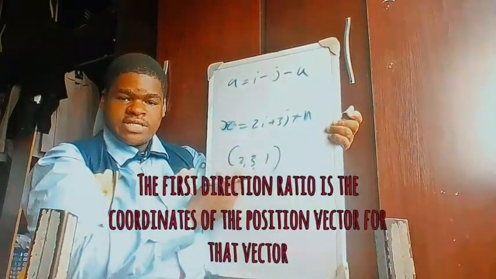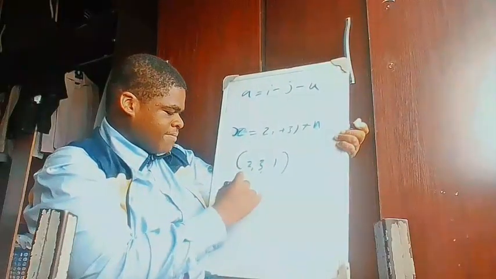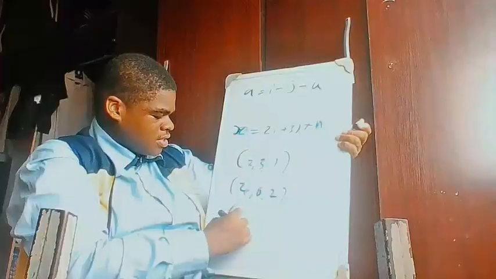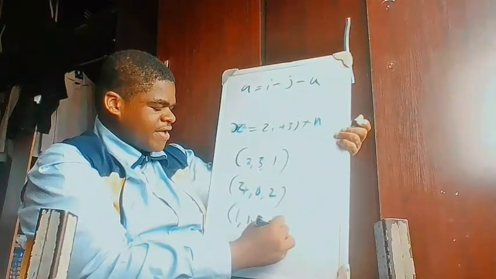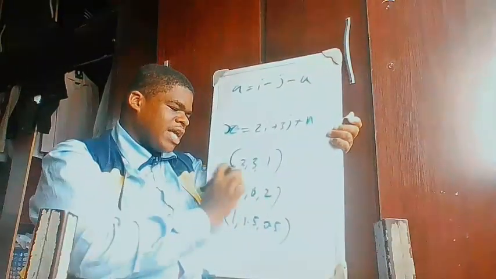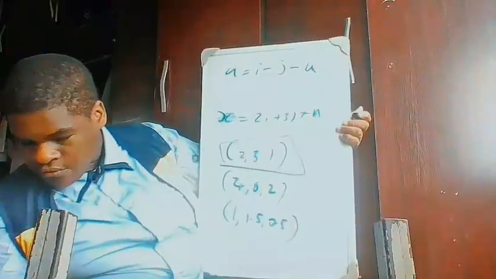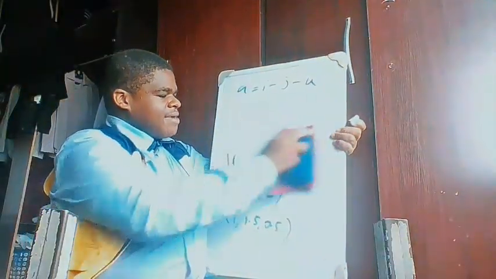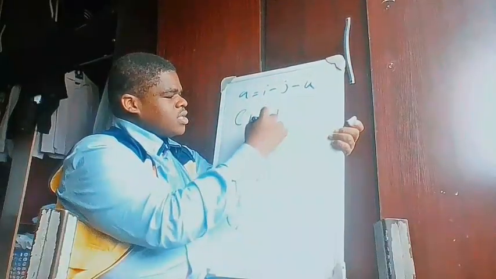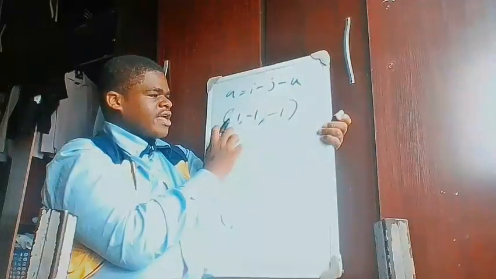This is the first. Then you can now manipulate it. You can divide it by any number you want or multiply by any number. Another direction ratio can be 4, 6, 2. You can have 1, 1.5, 0.5. All these three vectors are in the same direction as the original vector that you are given. So the first direction ratio you can get from the vector that we are given, i minus j minus k, is going to be 1, minus 1, minus 1, because these are the coefficient of i, coefficient of j, and coefficient of k.